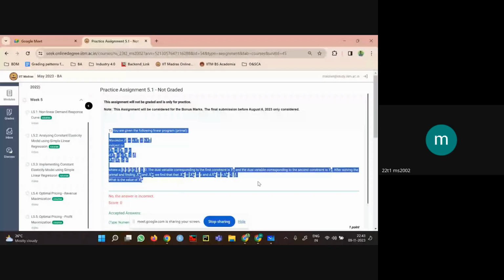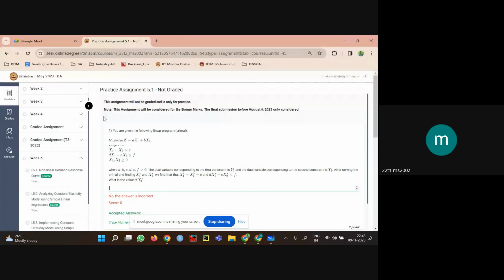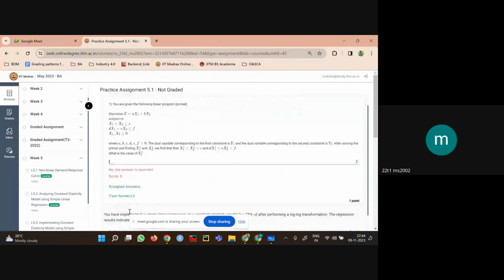You see, the first practice problem in your week 5 contents is exactly the same thing. What is the value of y2? When I've given you the 2 constraints, this becomes equal to 0 and this becomes less than the available. LHS equal to RHS, LHS not equal to RHS. What is the value of y2? Y2 corresponds to this guy. And this guy I have not utilized fully, which means the value is 0.